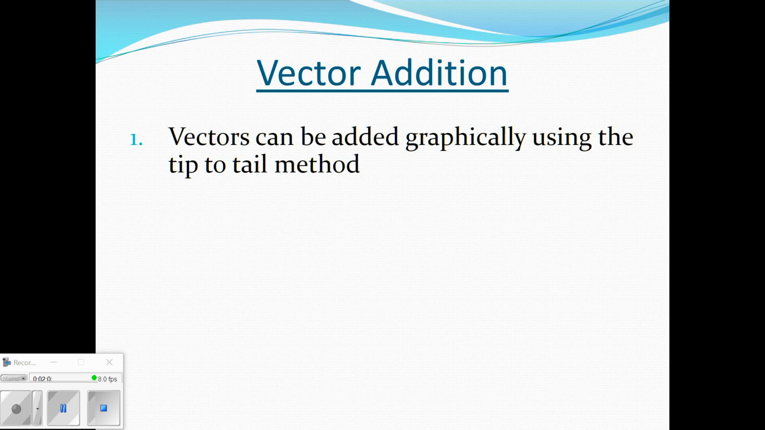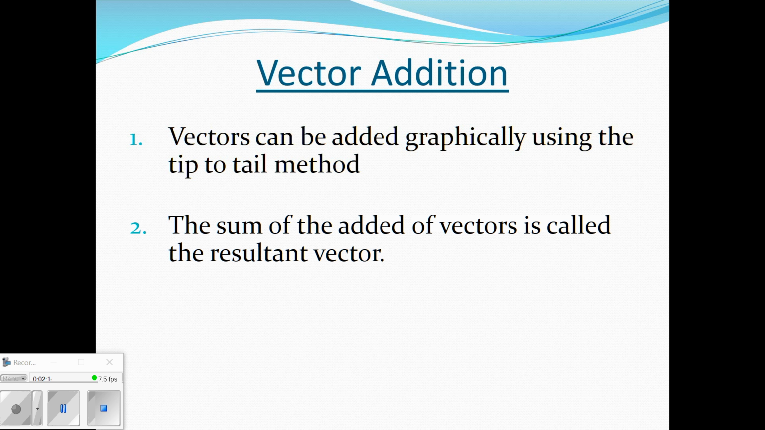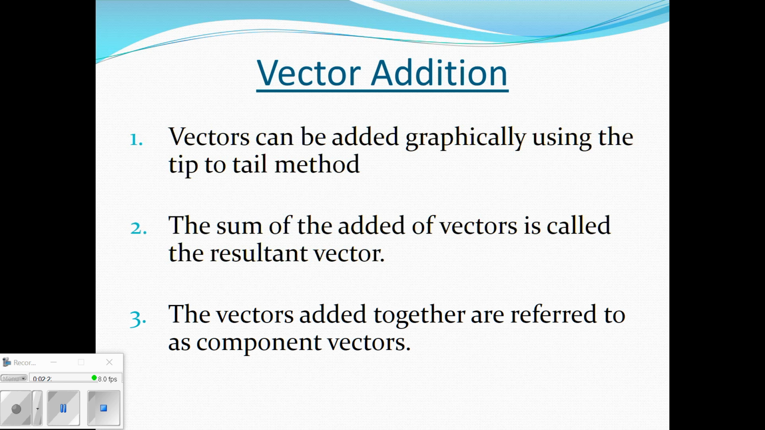Let's first talk about adding vectors together. When we add vectors graphically together, we're going to use the tip-to-tail method in this class. And when we add these vectors together, the sum of our vector additions can be referred to as the resultant vector. And the vectors that we add together to get the resultant vector are going to be referred to as component vectors. So we have resultant vectors, which is the sum, and then component vectors, which are the things we add up to get to the sum.